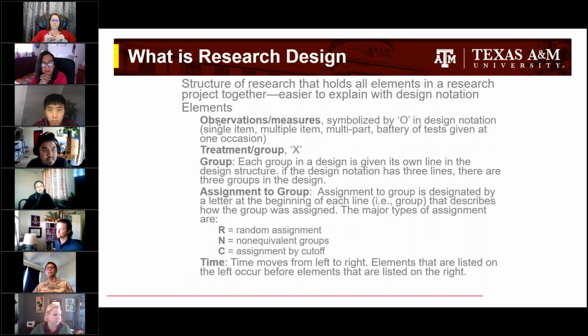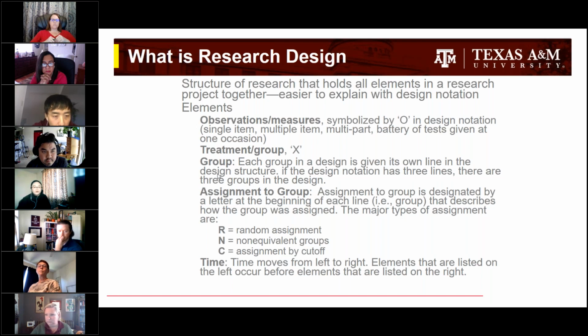And here is the structure of research that holds all elements in a research project together, easier to explain with the design notation. For example, we use O to represent observation or measures like a pre-test or post-test. And we can use X to represent the treatment group. And then we will see how many groups we have. We can have one treatment, one control, or two treatment groups and one control group.